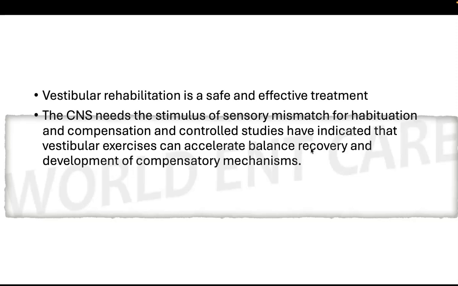And the CNS needs stimulus of sense, so the central nervous system needs the stimulus of sensory mismatch for habituation and compensation, and control studies have indicated that vestibular exercises can accelerate balance recovery and development of compensatory mechanisms. Now, whether more frequent exercise leads to faster recovery, that is not known.